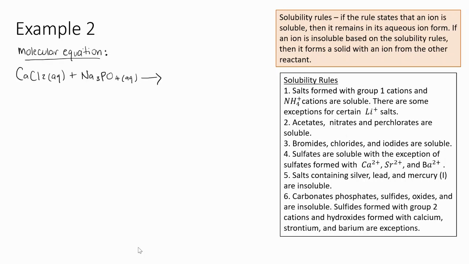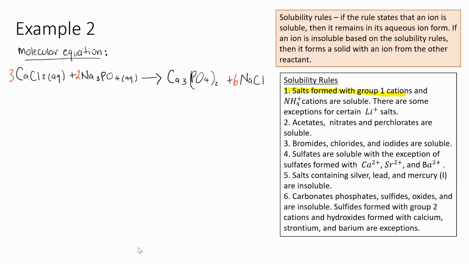So here is the first part of the molecular equation for the double displacement reaction between calcium chloride and sodium phosphate. So first of all, we know this is a double displacement reaction, so we can write our products, which is going to be calcium phosphate and sodium chloride, and I've just balanced them there. Now, how do we know what states our products have? Well, let's refer to the solubility rules.